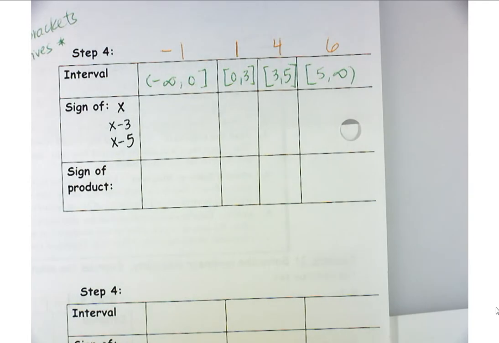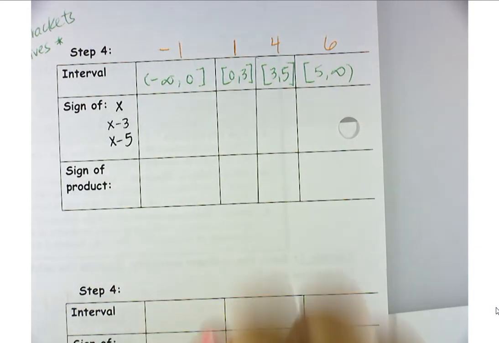Now, when you're picking test points, be careful. Do you see how 0 is included in both of these? That's going to be an indeterminate point, so do not use it. Same thing here. Even though it's going to be a closed bracket, both of these are not going to work. Okay, so you have to be careful. You don't want to choose 3. Same thing here. You don't want to choose 5. So pick something in between those.